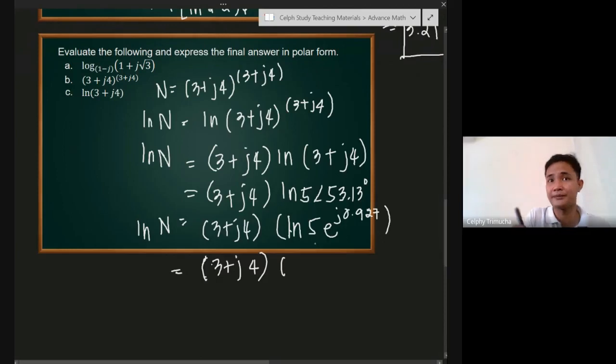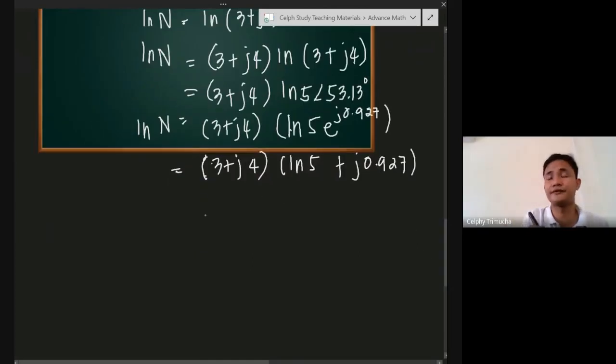We will have ln. So we have addition na lang. We will have ln 5 plus, we bring down the exponent of one, so we will have j times 0.927. Next, as we can see, we have multiplication of complex numbers. So 3 plus j4, then another term is ln 5 plus j times 0.927.